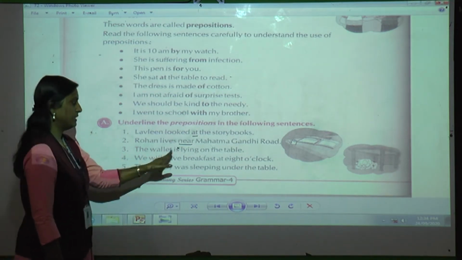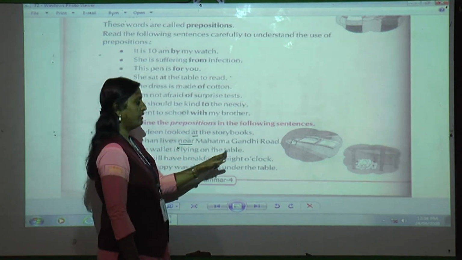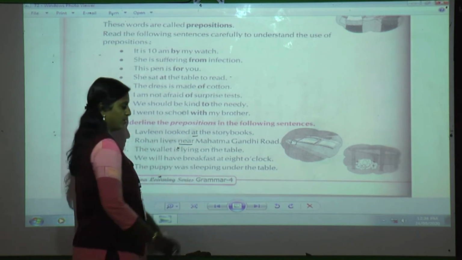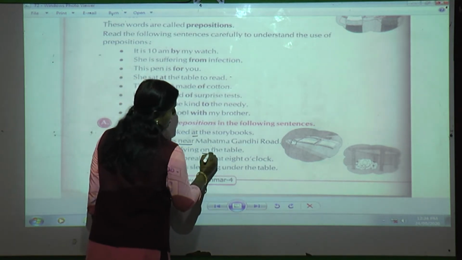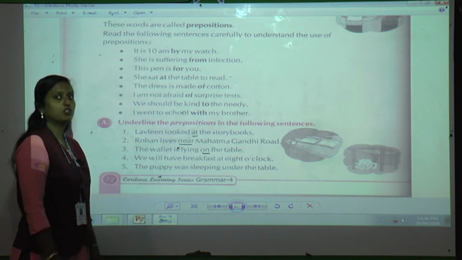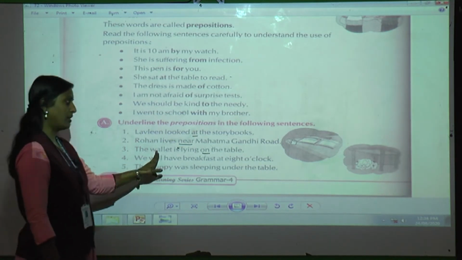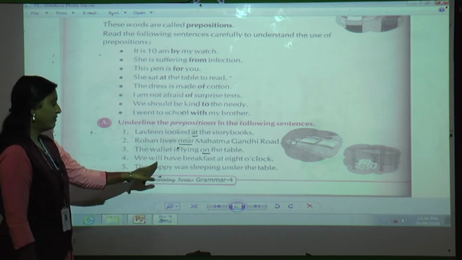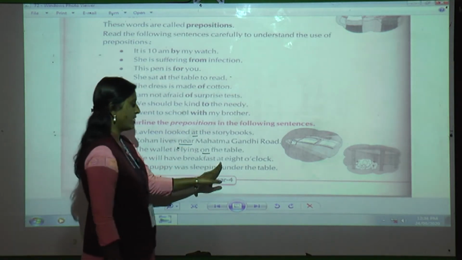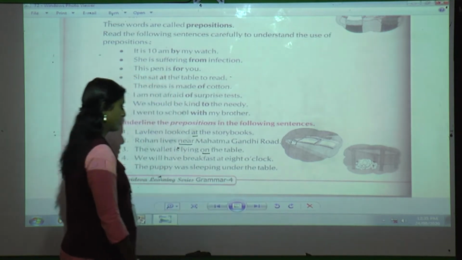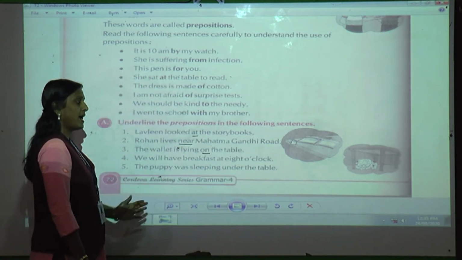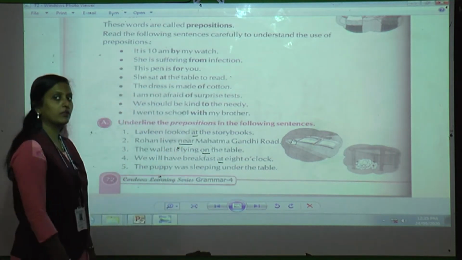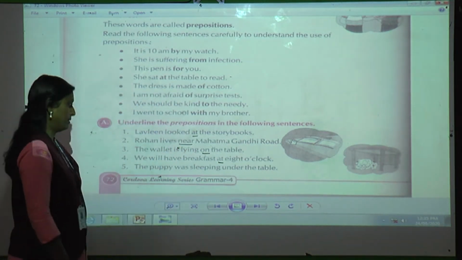The wallet is lying on the table. Now the wallet is lying. Where is it lying? On the table. So which word is connecting? Yes, on. It shows the relation of the wallet. Where is the wallet? On the table. We will have breakfast at 8 o'clock. So when will we have breakfast? At 8 o'clock. So at shows the relation between the breakfast and its timing.